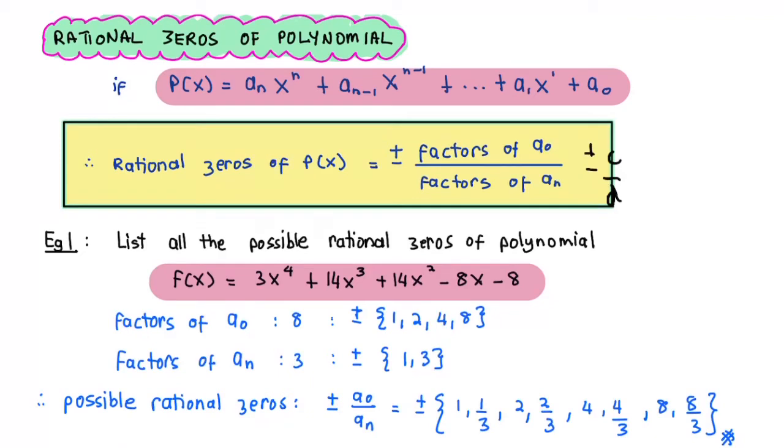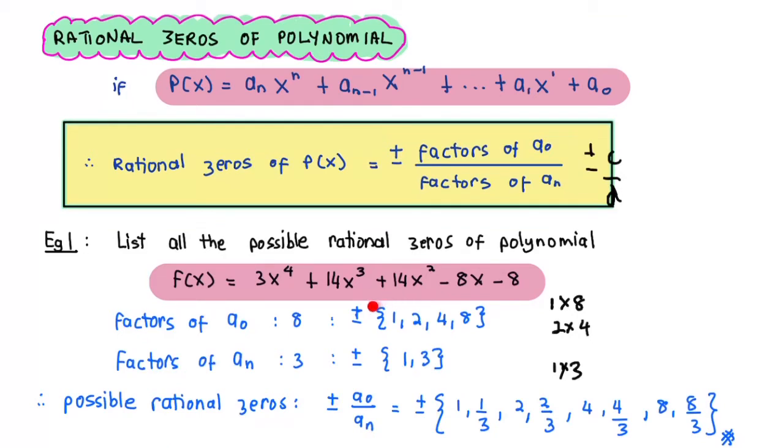How can you get this? So now let's find out. 1 times 8 is equal to 8. Then you can have 2 times 4 is equal to 8. So the factors are 1, 2, 4, and 8. Now let's see the factors for a n, the leading coefficient. So the leading coefficient is 3. So the factors for 3 are 1 times 3. Therefore, the factors are 1, 3. So now let's conclude: the possible rational zeros are plus minus factor of constant coefficient divided by factor of leading coefficient.